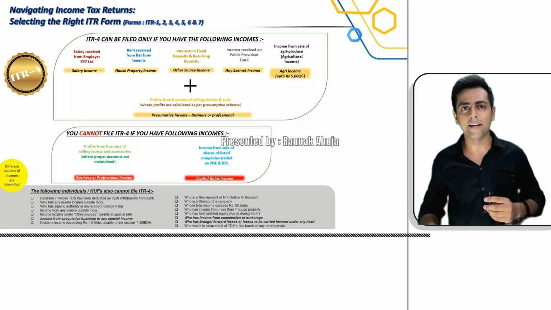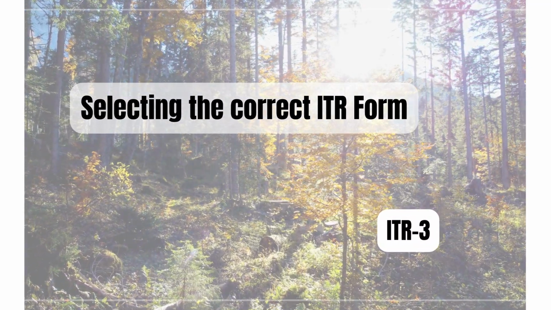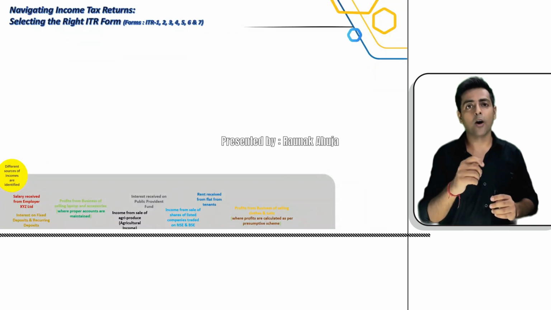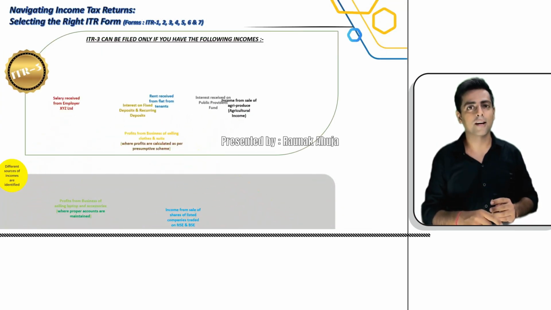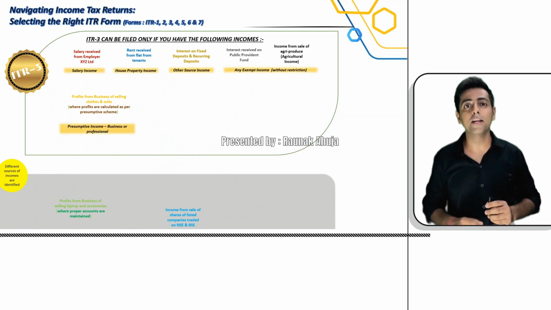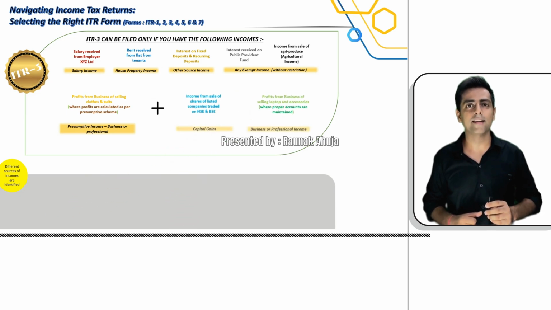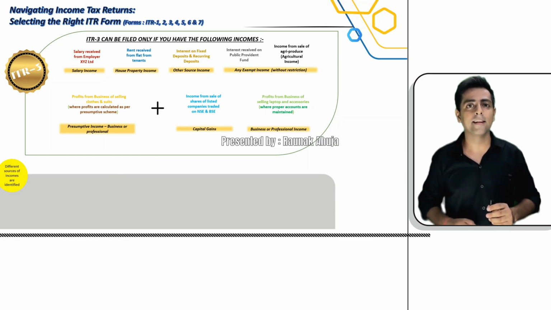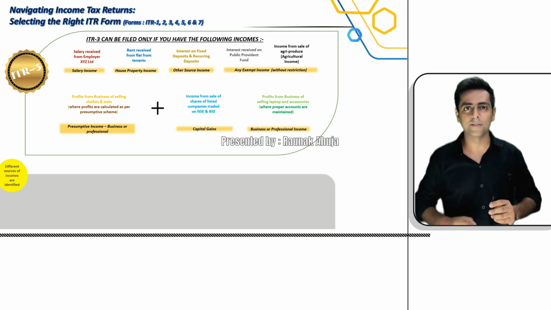Now, moving on to ITR 3. In case you aren't able to choose any of the three ITR forms that we just discussed, then ITR 3 is the only and the last solution available to all the individuals and HUFs. ITR 3 is one of the most detailed and one of the most lengthy forms available to the individuals or the HUFs on the income tax portal.